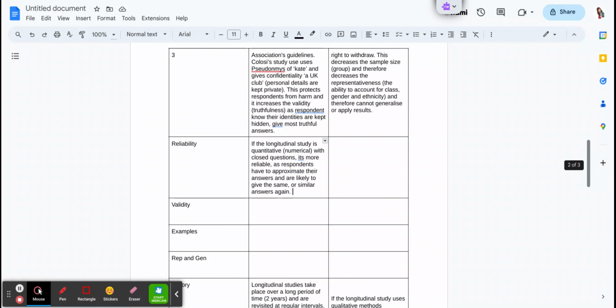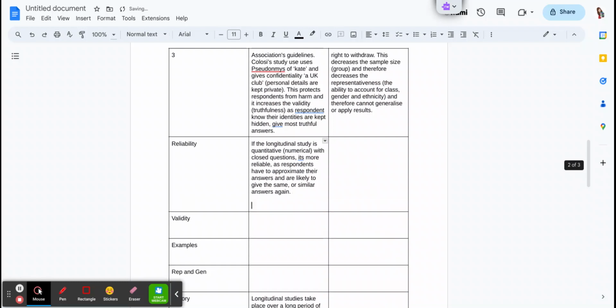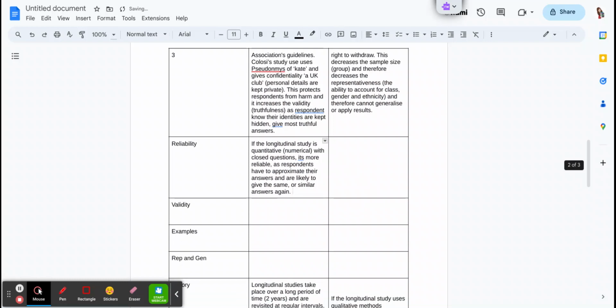So, not really a paragraph for that one. The other thing actually, I'd say another strength of longitudinal, I might come back to that in another paragraph actually. Ignore me. Reliability is done. Paragraph 4 is reliability, and that's all done.